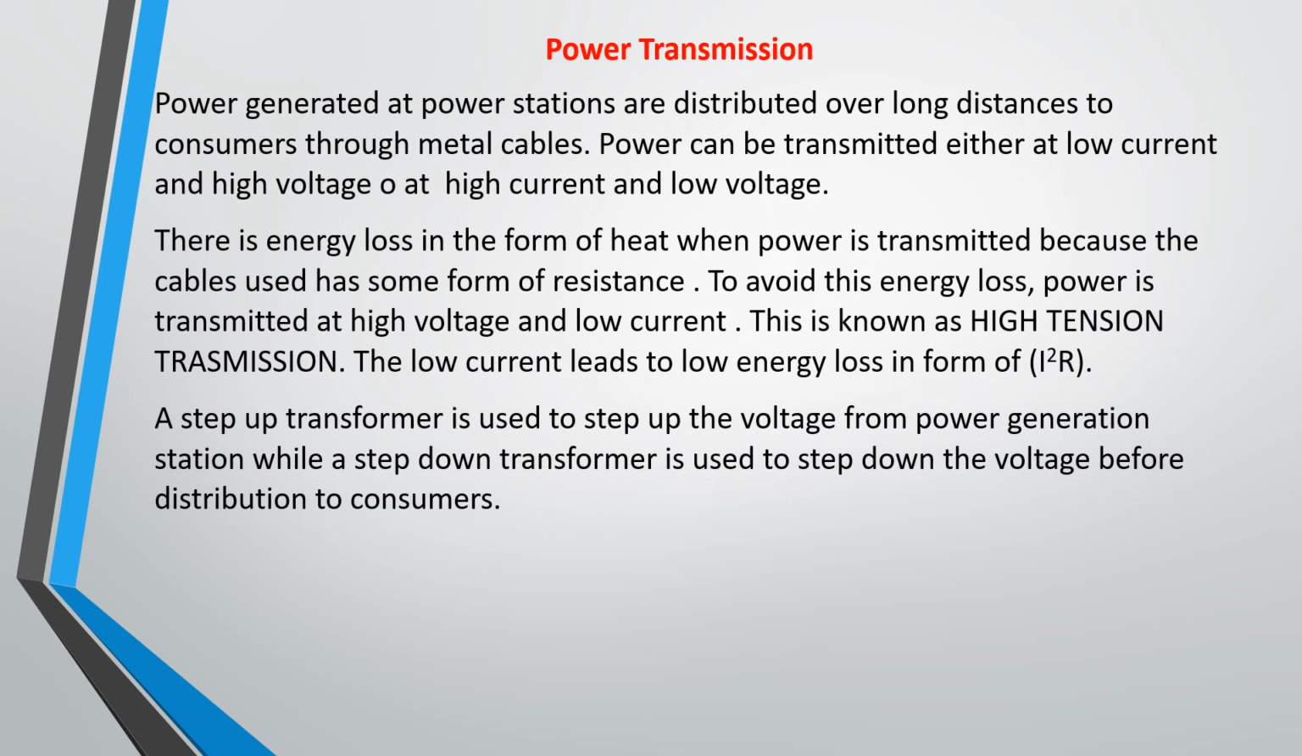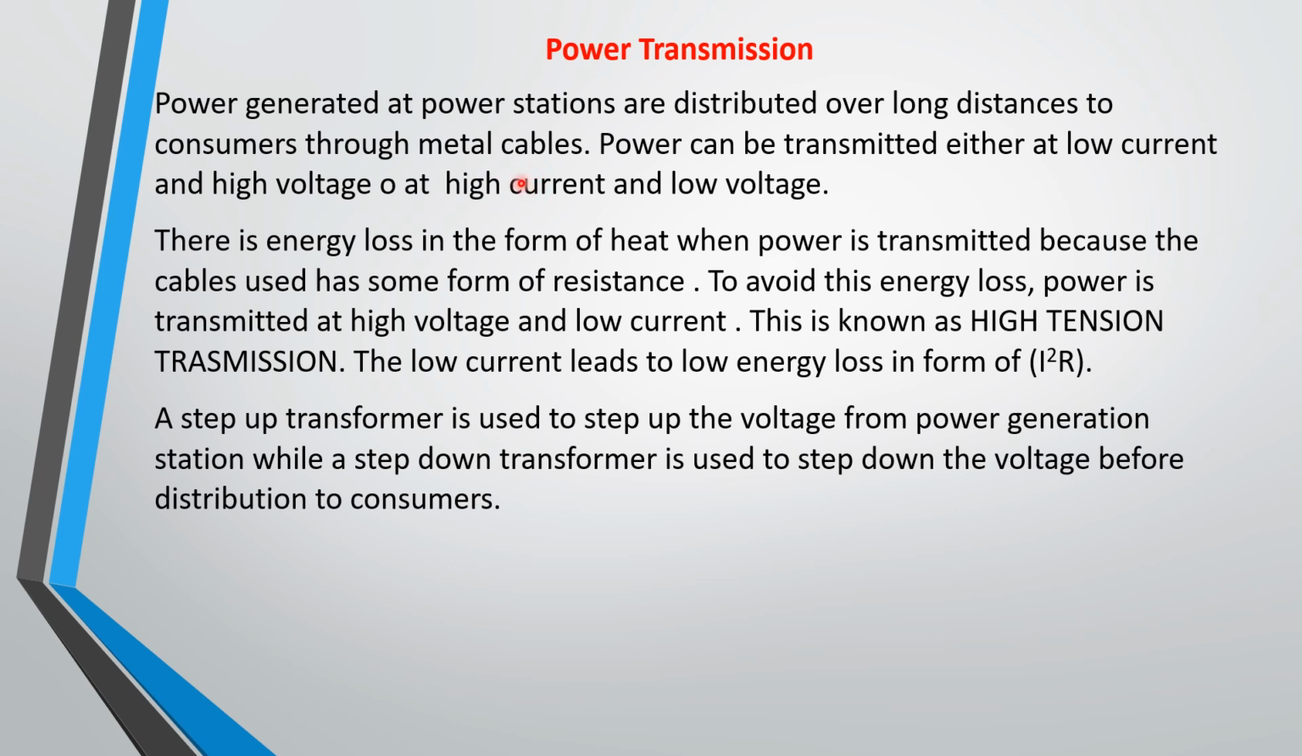So generally, when you are at home, if you don't have lights, like in our country, Nigeria, most of the time power is always a problem, and the reason mostly is that Nigeria is not generating enough power as it should. But when power is generated, definitely it has to be transmitted to the consumers. So, how is this done? Power generated at power stations is distributed over long distances to consumers through metal cables.